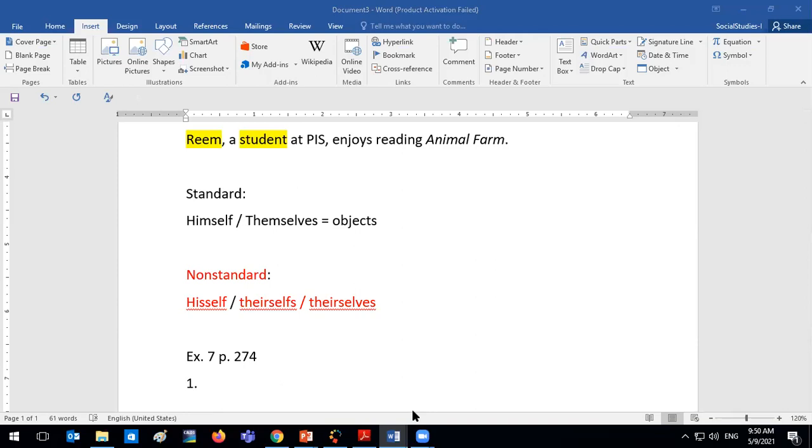Who is used for the nominative case. Good. So who is considered to be the nominative case pronoun, which is going to be the subject or the predicate nominative. And whom is what, Reem? Objective case. Good. Whom is used as the objective case, which is going to be the direct object, indirect object, and the object of a preposition.